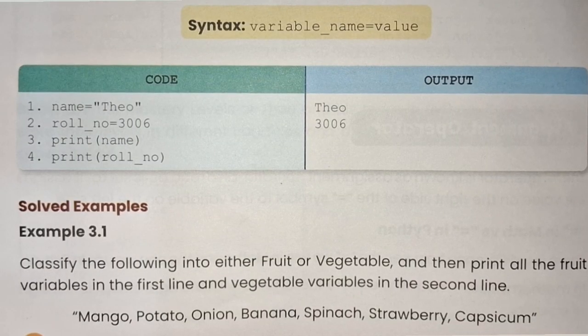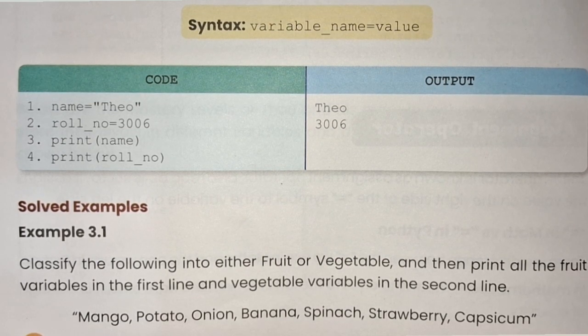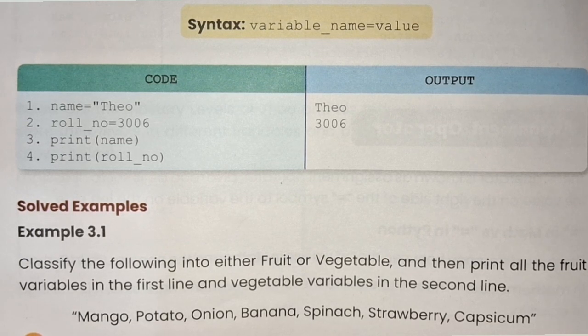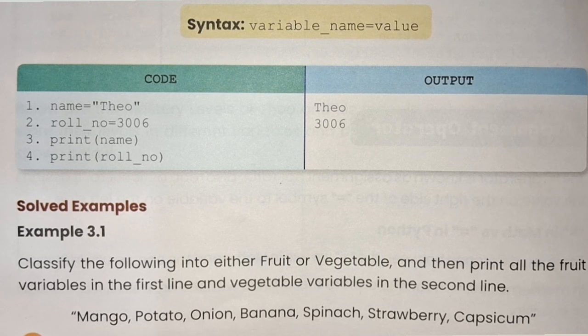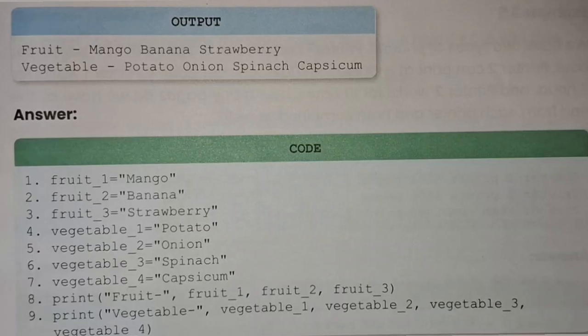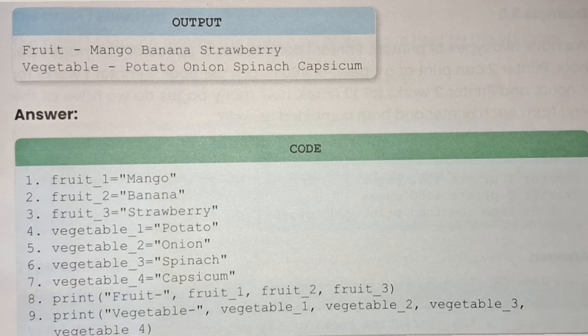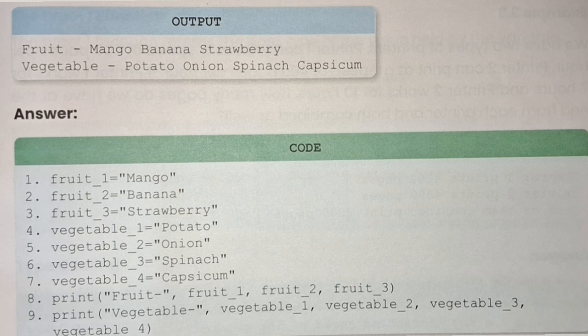Friends, here are some solved examples for you. Example 3.1. Classify the following into either fruit or vegetable and then print all the fruit variables in the first line and vegetable variables in the second line: mango, potato, onion, banana, spinach, strawberry and capsicum. Output will be fruits: mango, banana and strawberry, and vegetables: potato, onion, spinach and capsicum.